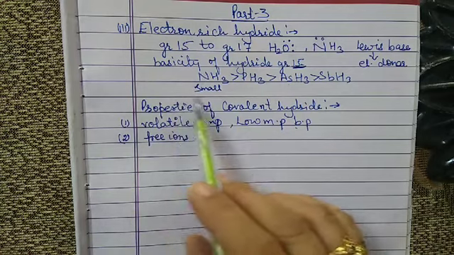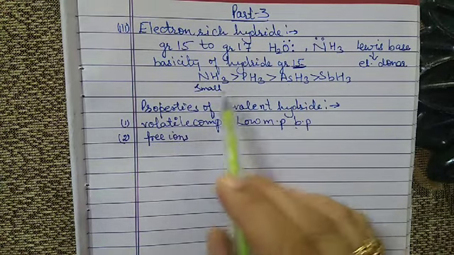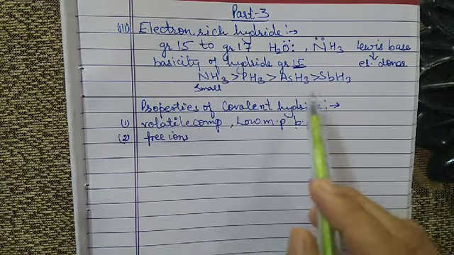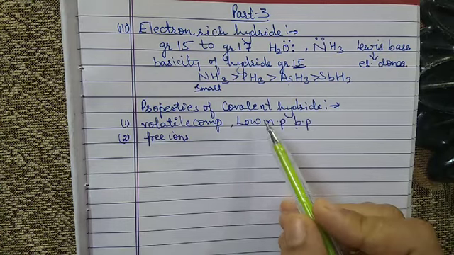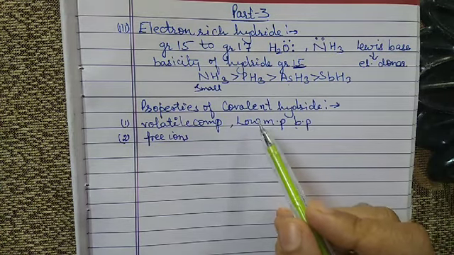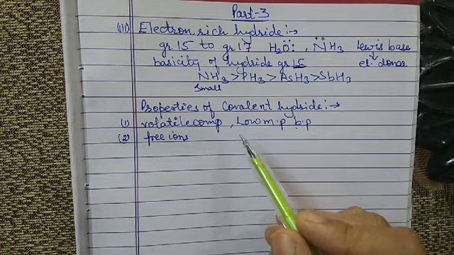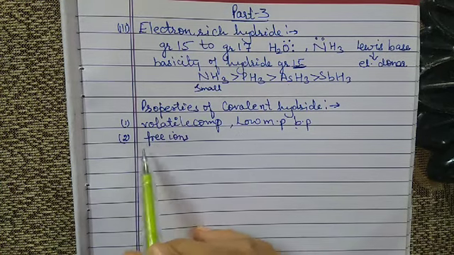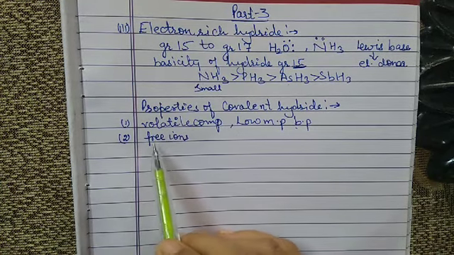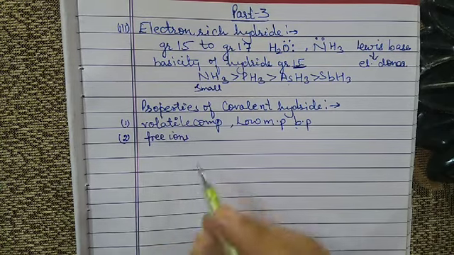Generally, the property of covalent compounds means they have covalent bonds, and we know that all covalent compounds are poor conductors of heat and electricity. Why are they poor conductors? Because they do not have free ions.